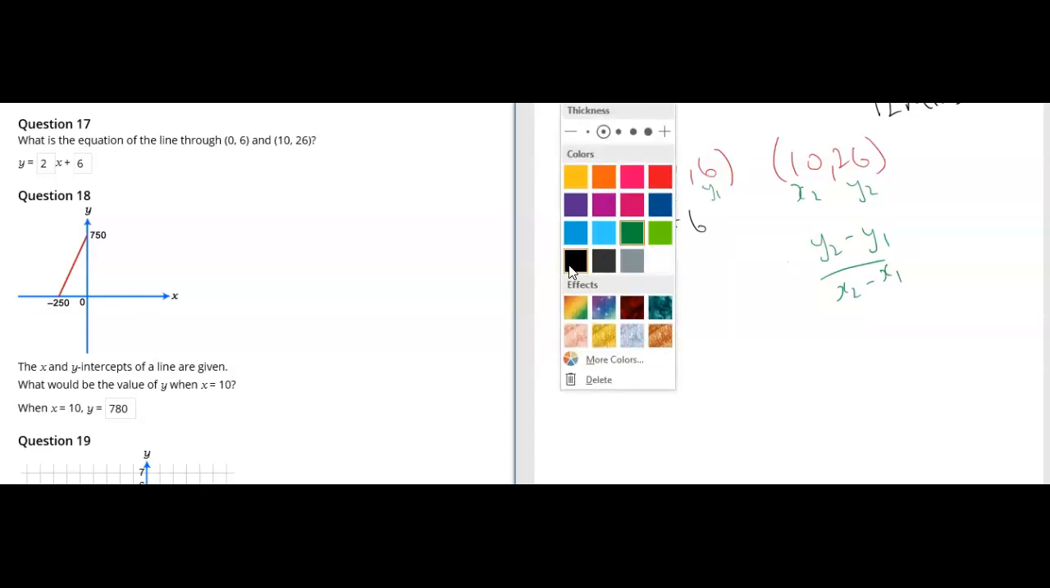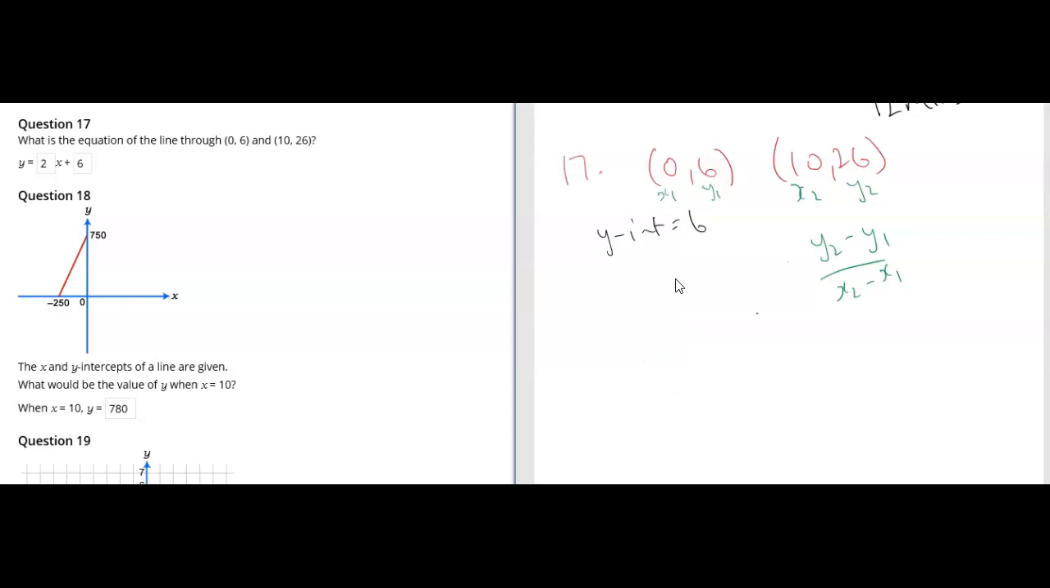Let me just change back to black. All right, so y2 is 26. Y1 is 6, y2 is 26, and x2 is 10 and x1 is 0. So we've got 26 minus 6 is 20, and 10 minus 0 is 10. So your gradient is 2. So we've got y equals 2x plus 6. All right, question 18, we've got a graph there.